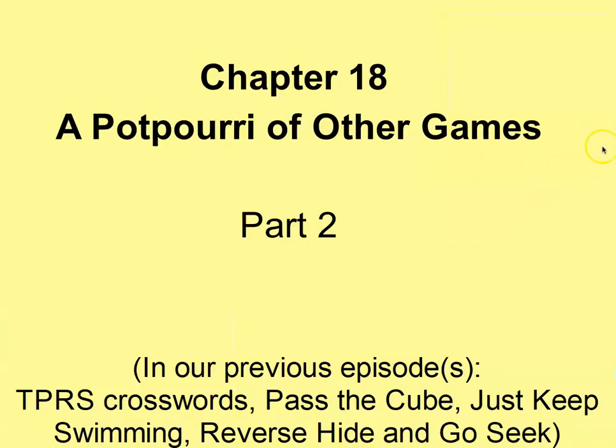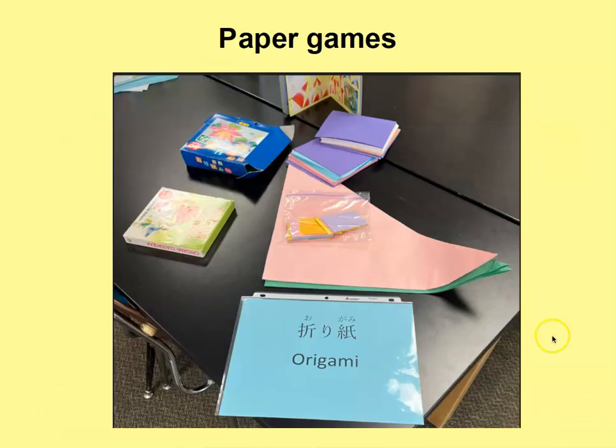We're on chapter 18 of my book, part 2. My last one ran long. Sorry about that. I've got to keep a better eye on the time. We've been talking about crossword puzzles, especially TPRS crossword puzzles, Pass the Cube games, Just Keep Swimming, which I stole from a drama department, and Reverse Hide and Go Seek. So again, these are the games that don't fit into any one category. I'm just putting them all together because they're all good games to teach something or practice something.